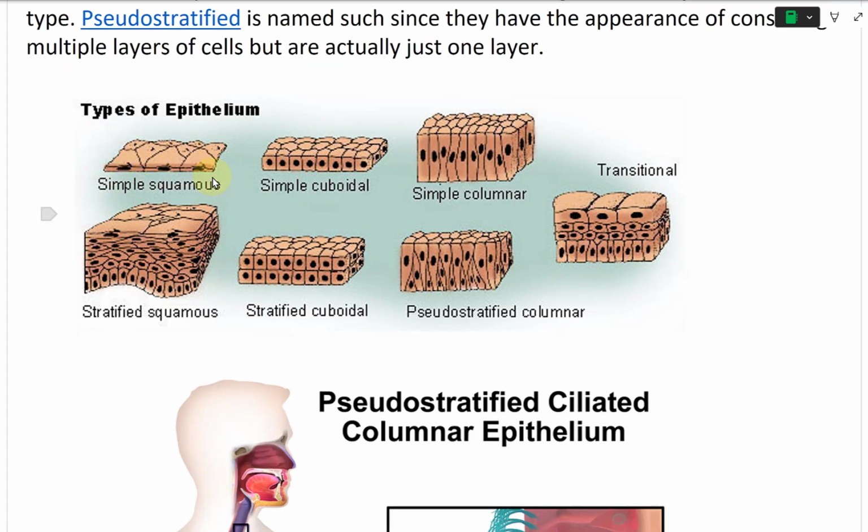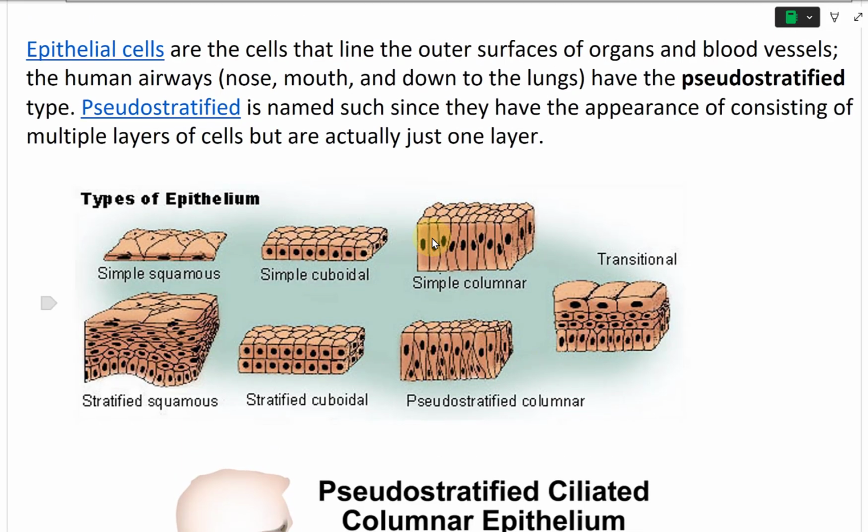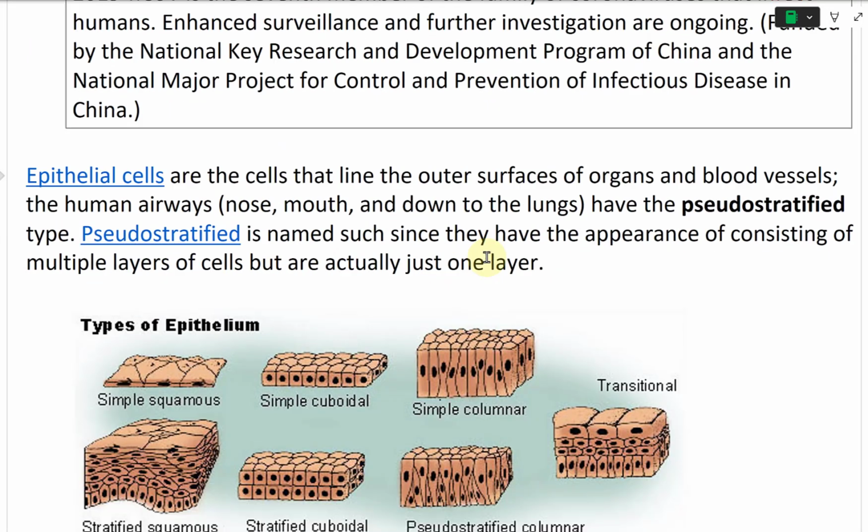And here are types of epithelium. You have the simple squamous, looks like that. Simple cuboidal, looks just like cubes. And then simple columnar, just like columns. And there's a transitional, it's like columns and cuboidal. There's stratified cuboidal, and then there's stratified squamous, which looks flat and stratified as well. And then you have the pseudostratified columnar. So this one's columns, but it looks like it's stratified with multiple layers, but they're actually just all squished sideways like that. So they're not actually on top of each other. So yes, that's pseudostratified, and these are the ones that line the nose, mouth, and down to the lungs.